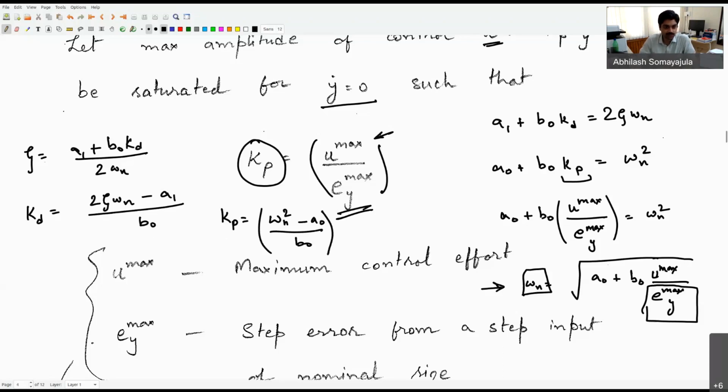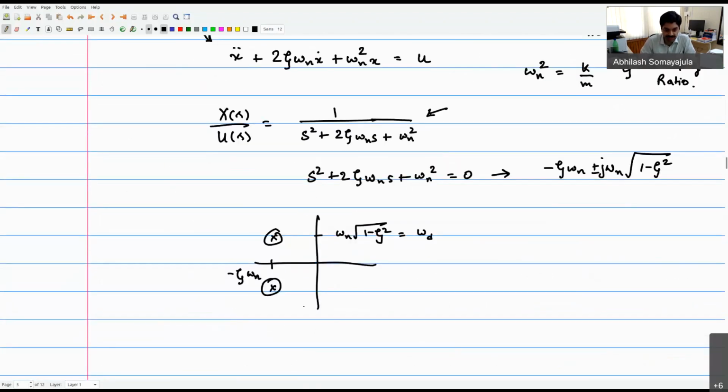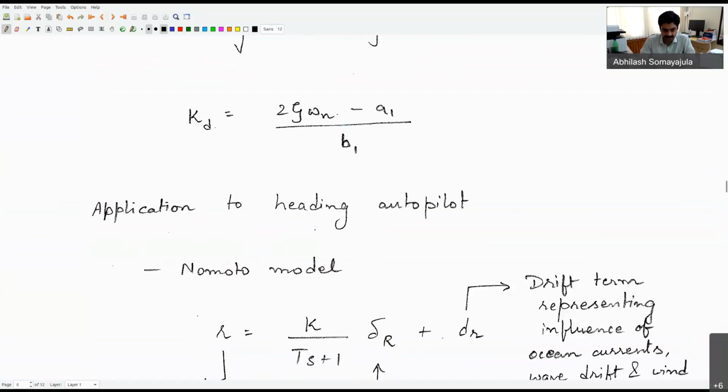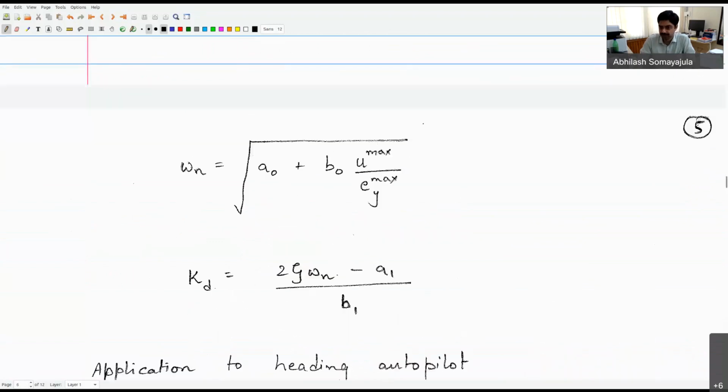Okay, so once I know where in the complex plane these poles are going to be located, I can precisely find out zeta and omega n, and once I know these two, I can compute Kp and Kd. That is the main idea behind the pole placement algorithm. Okay, so I hope that whatever confusion was there yesterday, we have more or less addressed it again, just so that there is some clarity of thought on this.